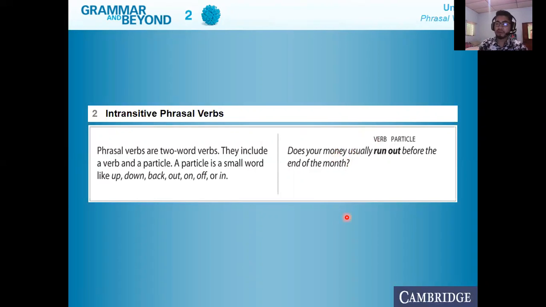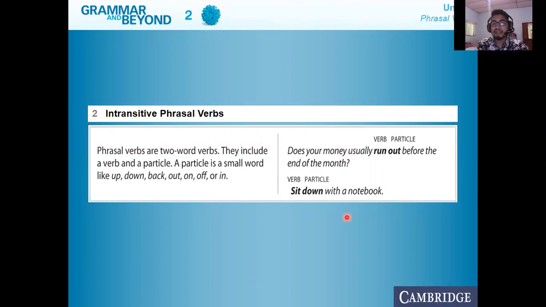In the case of the verb run, you already know its meaning. It means to move from one place to another in a quick fashion. But when you join it together with the particle out, then we change its meaning, and it doesn't mean to run, but in this case, basically that something is ending or finishing. That means that in the sentence, a person is asking another if their money still exists or they still have money at the end of the month.